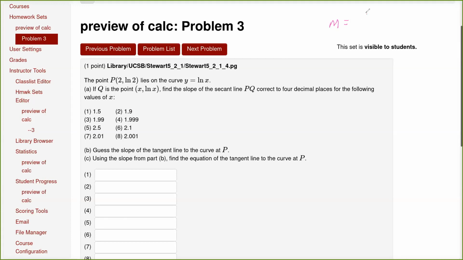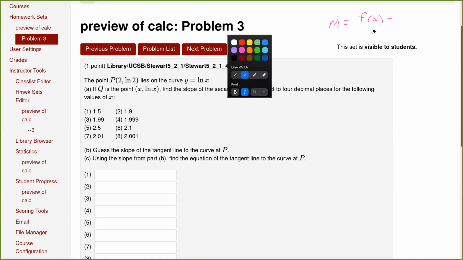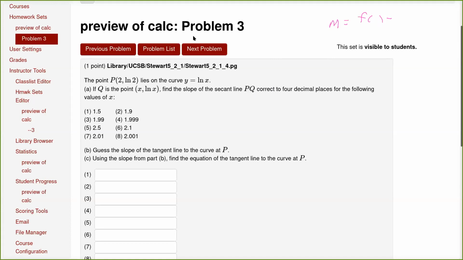M is equal to f of a minus, sorry, I did it wrong. Where's my eraser? I need to get better at this. I will get better as the semester goes on. So this would be f of x minus f of a over x minus a.